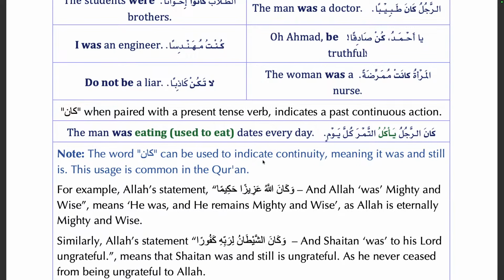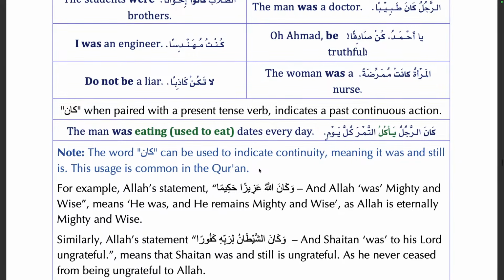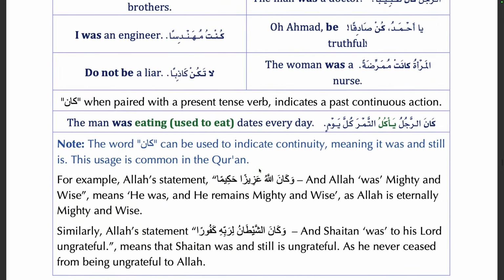And this usage is common in the Quran. For example, Allah's statement, وَكَانَ اللَّهُ عَزِيزًا حَكِيمًا. Literally it means what? Allah was, kana, azizan, mighty, hakima, wise. Mighty and wise. Now if I say the man was a doctor, what does it indicate? He's no longer a doctor. He resigned or he got fired or something.